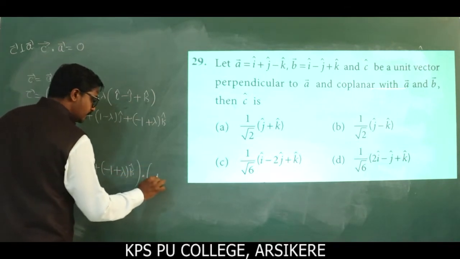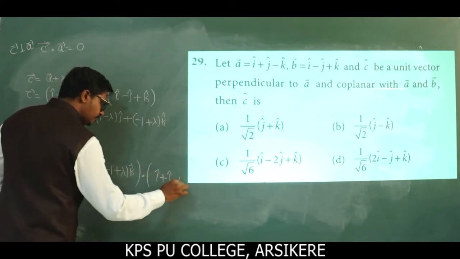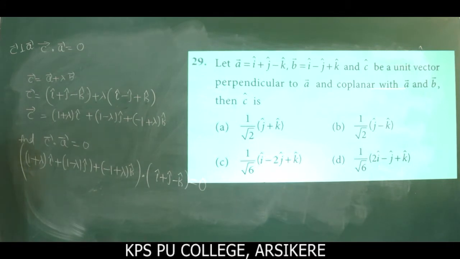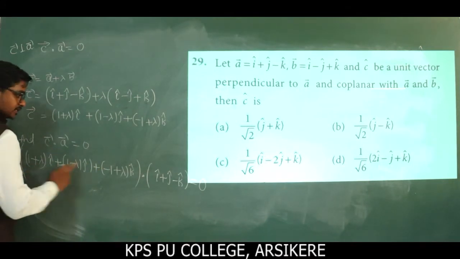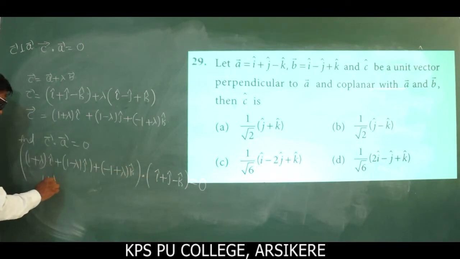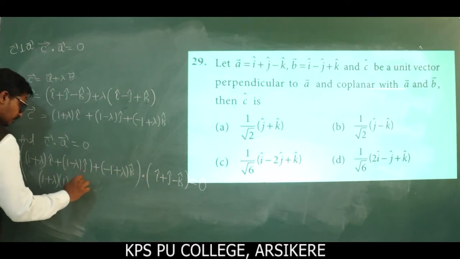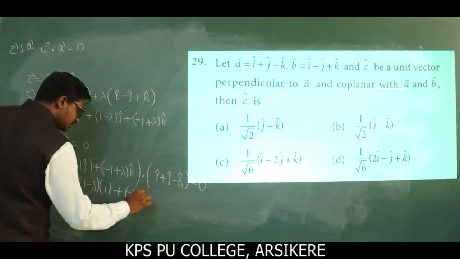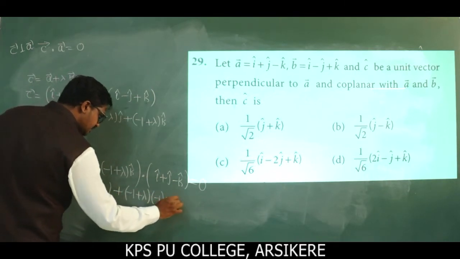A is i cap plus j minus k. What is this equal to? 0, because they are perpendicular to each other. Then go with the i component. The i component here is 1 plus lambda, into 1, plus (1 minus lambda) into 1, plus (minus 1 plus lambda) into minus 1, is equal to what?